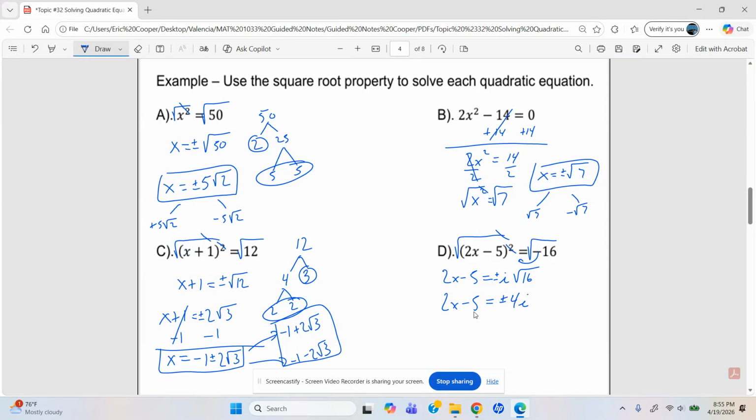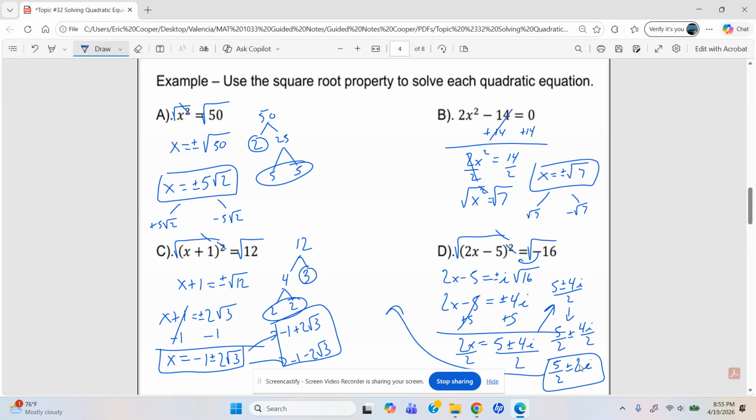And now our job is to get x by itself. I'm going to add 5 to both sides. I have 2x equals, I'm going to put the 5 first because we want the i part last. So 5 plus or minus 4i. And then we're going to divide everything by 2. So this would become 5 plus or minus 4i over 2, which we can really break down as 5 over 2 plus or minus 4i over 2. And while 5 over 2 doesn't reduce, the 4 divided by 2 will make this a 2i. So this will be our final answer.